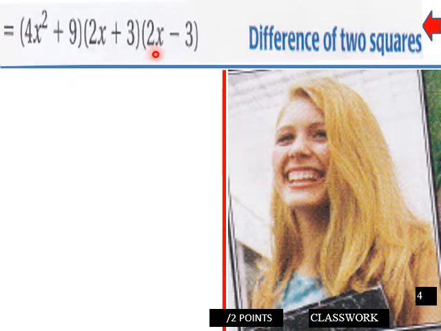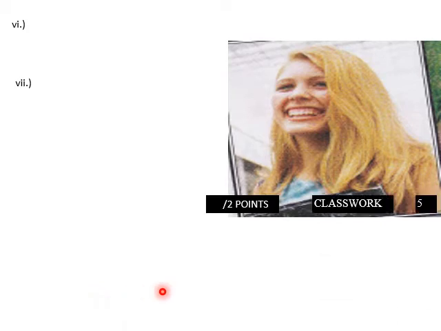And then difference of two squares here, so we have 2x plus 3, 2x minus 3 here, and then we've got 4x squared plus 3. So that's what that factors out to being.